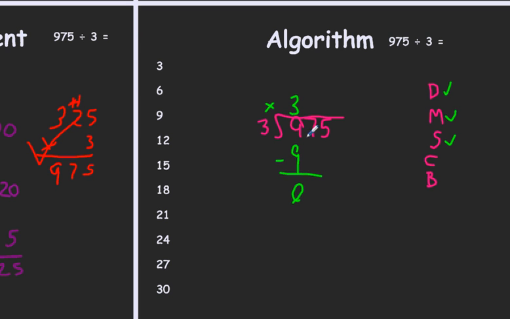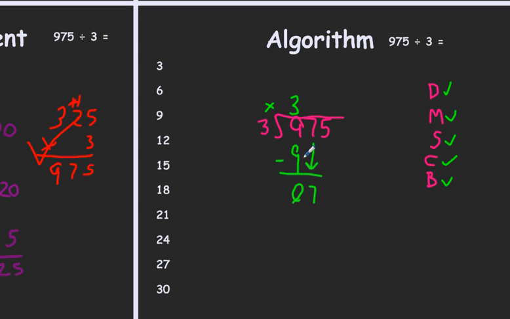All right, so I check. Is 0 less than 3? It is, so check my check. And then bring it on down. So now I'm going to bring down the 7. So now I'm finished with this round. So I'm going to do it again.